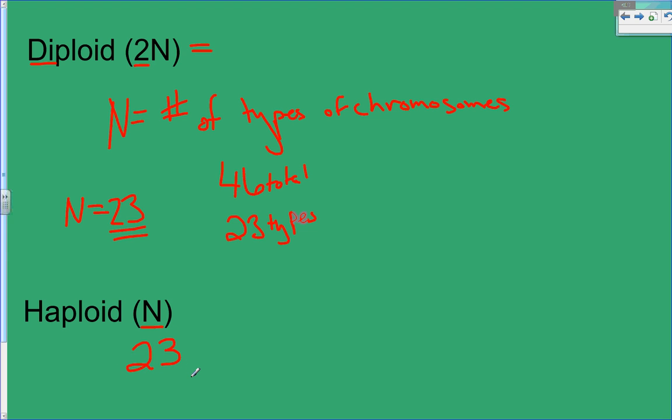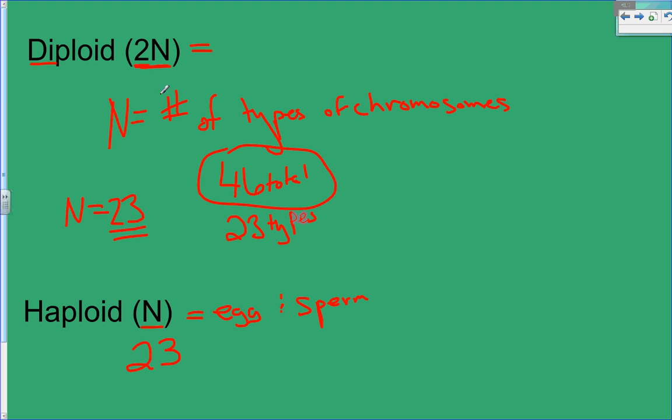which is very, very useful because think about it. If we add an egg and a sperm together, 23 plus 23 gets us back up to 46 total, or 2n. And that's what all the cells in your body have, like your skin cells, your brain cells, your muscle cells. They're 2n. They've got 2 of each type of chromosome. This is what most of our cells are. This is only found in sex cells.